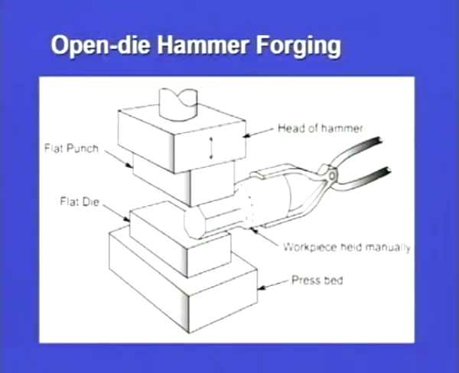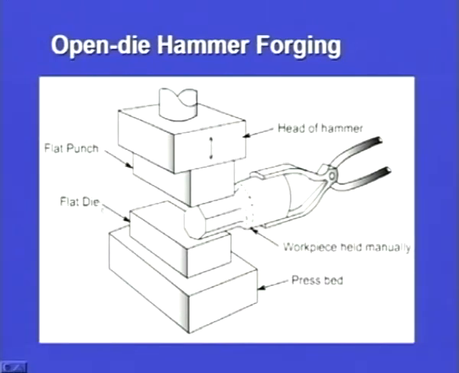The diagram given here, as you can see, is an open die hammer forging operation. The diagram has been labeled. There is a flat punch which has been shown here. This is a flat punch. There is a head of a hammer. This is the head of the hammer, and this arrow shows the movement. This will come down and go up. If we call it the z axis, this will move in the z axis like this.